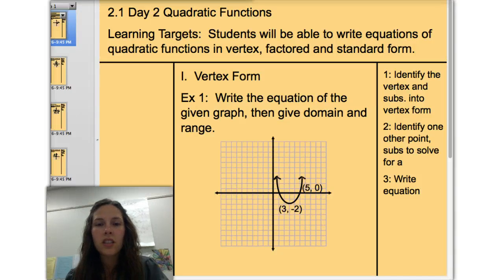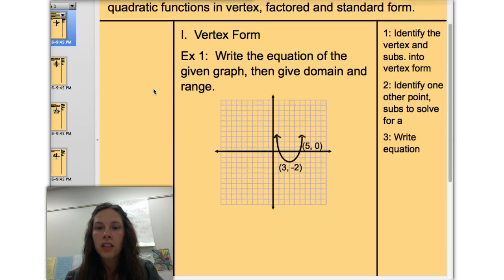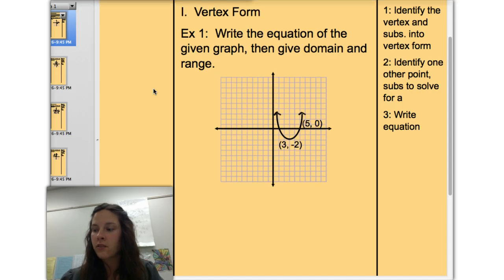So in today's lesson, we're going to take a look at writing equations in vertex, factored, and standard form given a graph. So we're going to start with writing the equation in vertex form. You can see our steps off to the left. Of course, the first thing we need to know is the vertex.